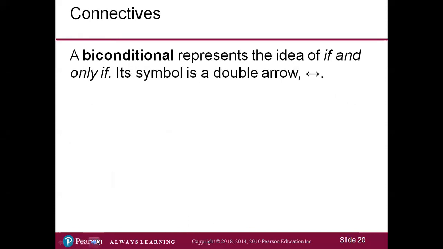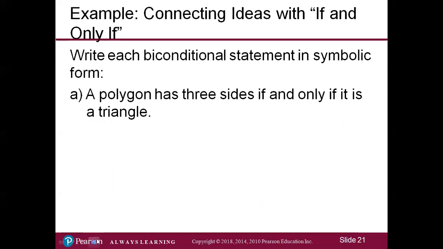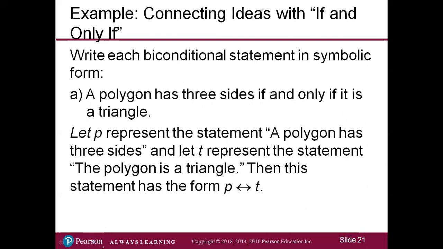Just note to self. A biconditional represents the idea of if and only if. Its symbol is a double arrow. A polygon has three sides if and only if it is a triangle. Let P represent the statement a polygon has three sides, and let T represent the statement the polygon is a triangle. Then this statement has the form P double arrow T, which reads P if and only if T.